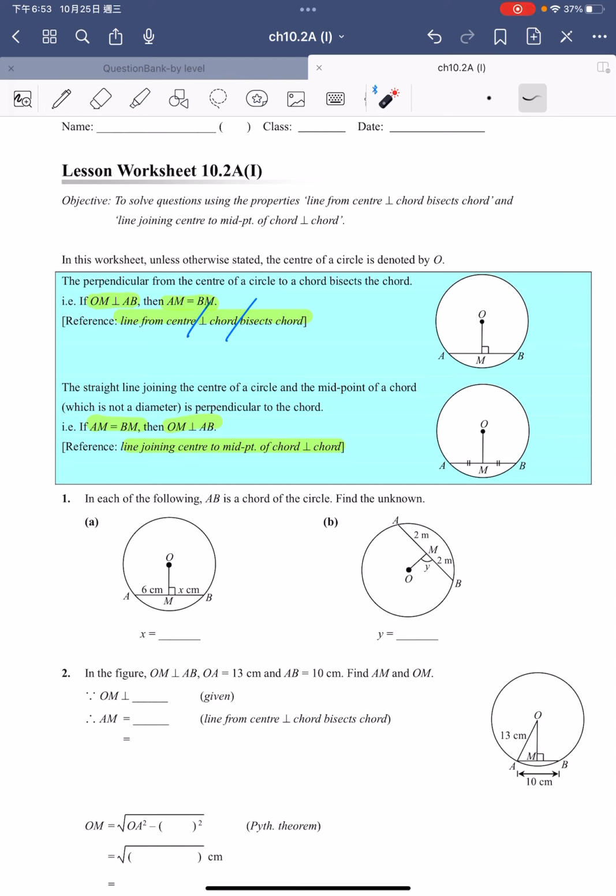Alright, so for the first question, we have AM equal to 6, and then we have a perpendicular line. So we can use our first theorem: the line from the center perpendicular to the chord will bisect the chord, so that AM is equal to BM, which is 6 cm. We have AM equal to BM by using the first theorem. For the second part, you can see from the circle that AM is equal to BM, so that AB is perpendicular to OM. When these are perpendicular lines, the angle y is going to be 90 degrees.